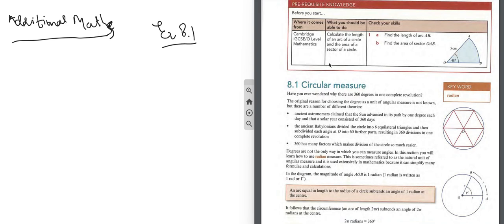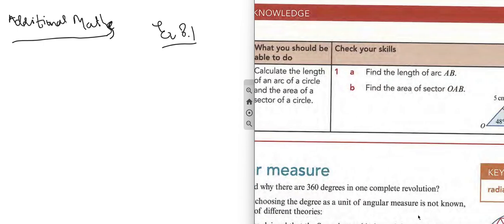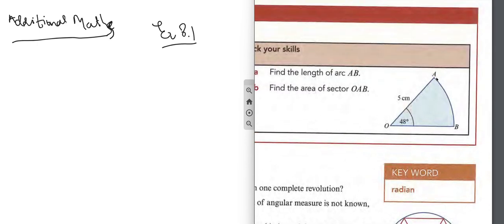You should already know how to find the length of arc AB or the area of sector OAB as shown in this question, right? But if you don't know that, it's still fine. It's not an issue. I'm just going to zoom in here. Hope you can see this question. There is an arc here and there is a side OB and OA. OA is given by 5 centimeters and this angle is given by 48 degrees.